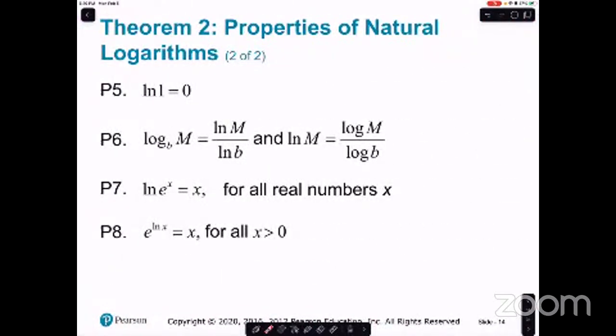The log of 1 is 0. Then we have the change of base, which is property 6. So if we say the log of m base b, that's the same as the natural log of m divided by the natural log of b.